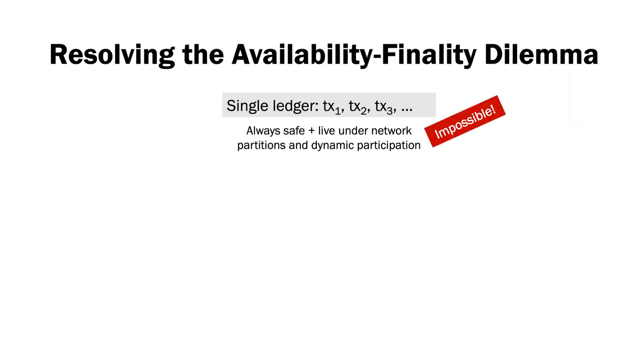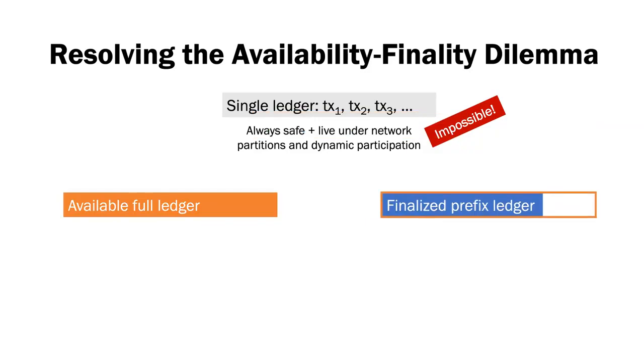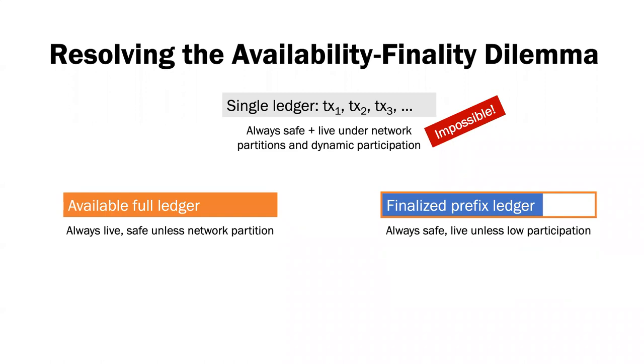What is the next best thing that we can hope for then? We propose the following decomposition, and in fact, we argue that this is a formalization of the design goals of Gasper. We would like to have an available full ledger and a finalized prefix ledger. The available full ledger is always live and it is safe unless there is a network partition. So the available full ledger has the same properties as the ledger output by a longest chain type protocol. The finalized prefix ledger, on the other hand, is always safe and it is live unless there is low participation.